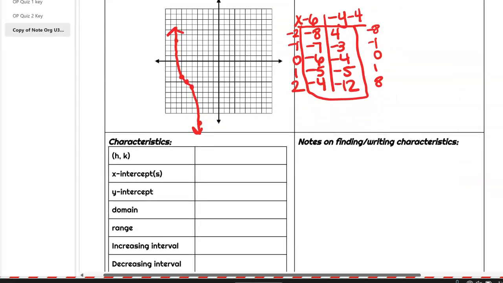So now the h and k for this was -6, -4. And to find the x-intercept, I'm going to have to set y equal to 0. So I'm going to use this space off to the right to set y equal to 0.